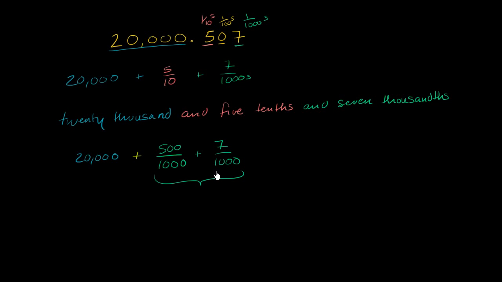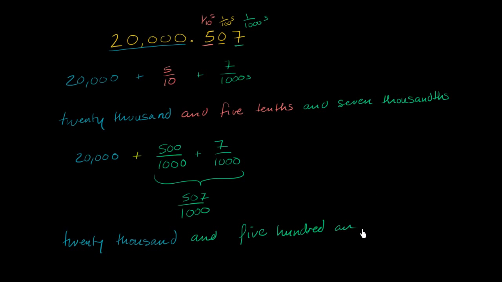And these two combined are 507 over 1,000. So we could just call this 20,000 and 507 thousandths. So let's write that down. So we could just say this is 20,000 and 507 thousandths.